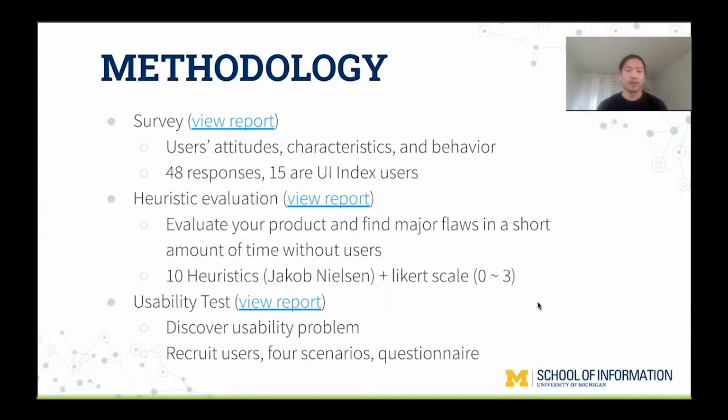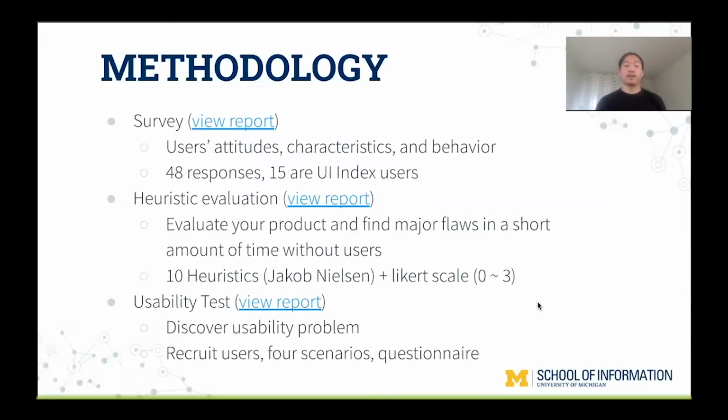And the fifth one is the heuristic evaluation. The purpose of it is to find the major flaws in the product in a short amount of time without users. This evaluation is conducted with the 10 heuristics by Jakob Nielsen, as well as Likert scales from 0 to 3.